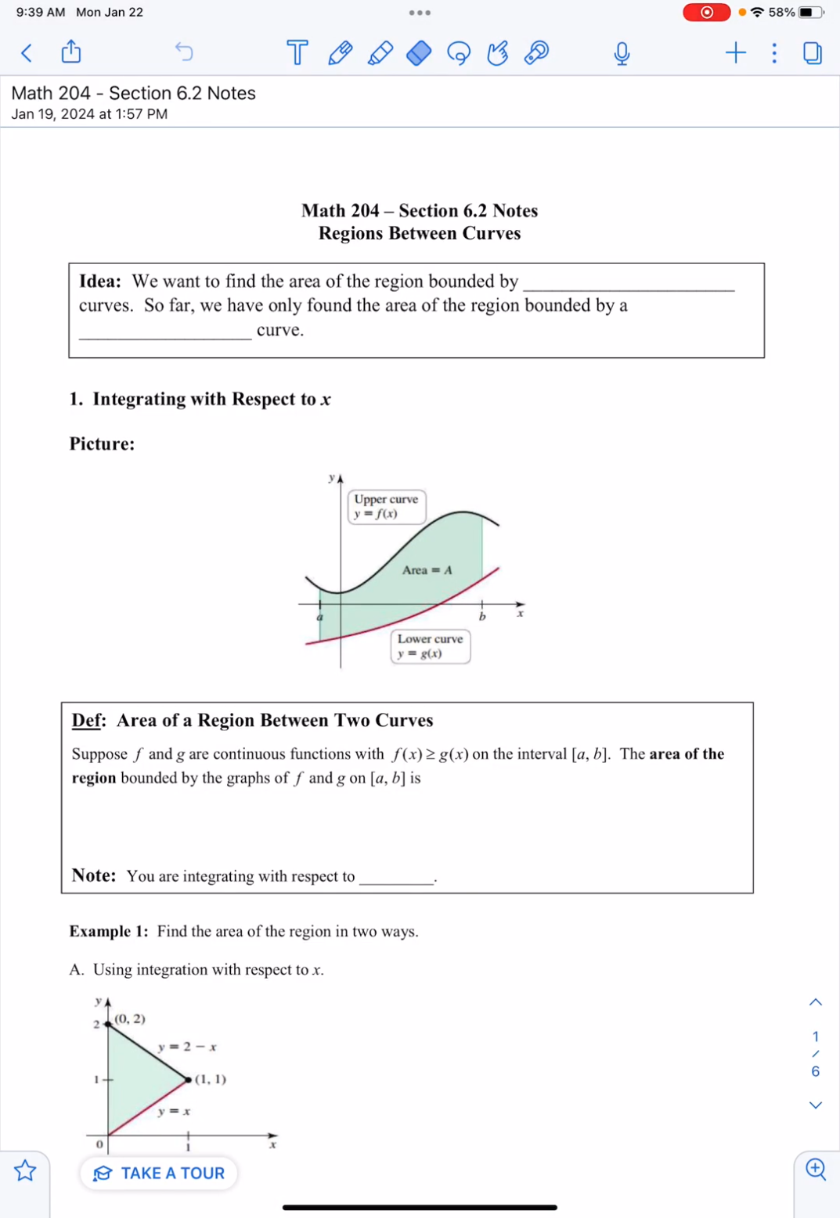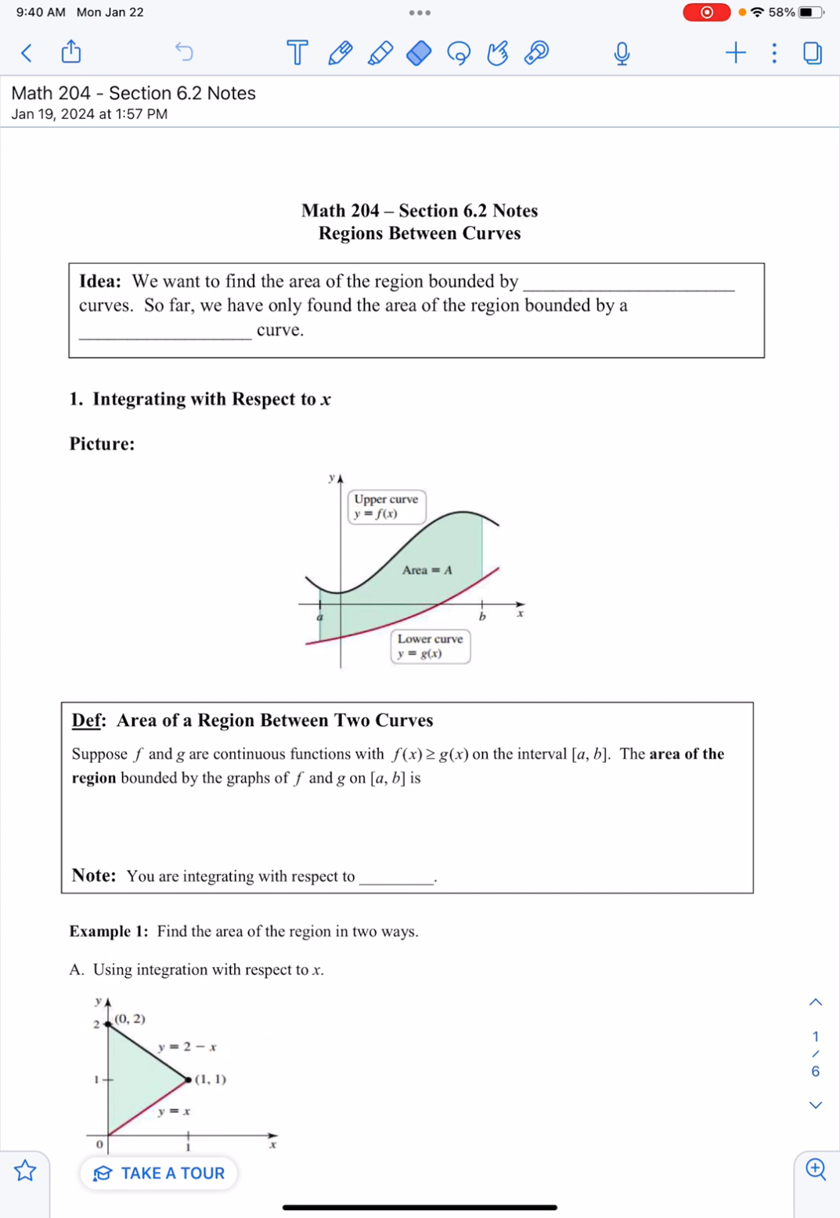We are going to start with the section 2.6.2 notes, which is the region between two curves. So we'll get a good introduction today and then definitely take questions in class when I see you hopefully tomorrow and finish off this lecture then.